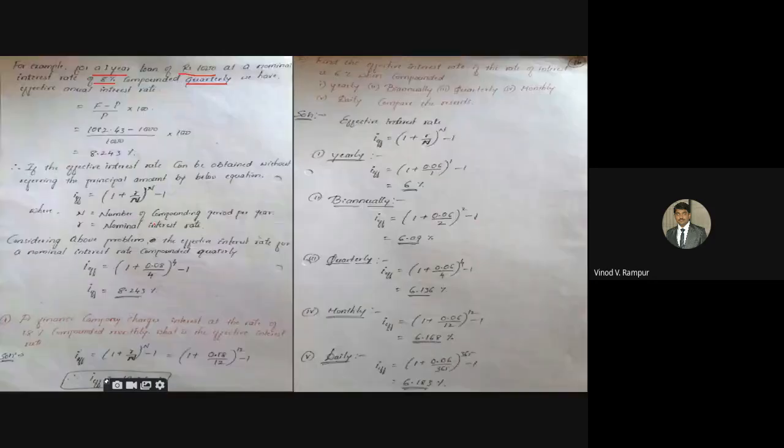1082.43 minus P, divided by P. That means we're going to get 8.243%. You are paying this when compounded quarterly. How much interest are you paying for this 8%? For compounded quarterly, you are paying 8.243. Is it clear? That is because it's the effective interest rate.